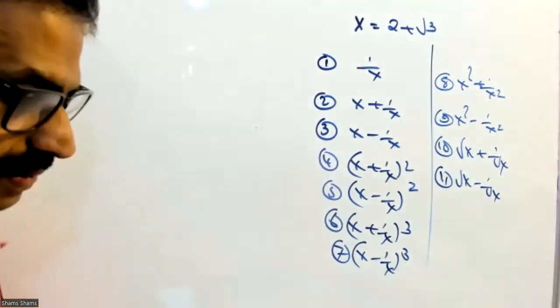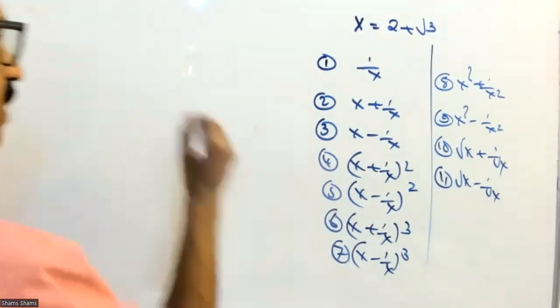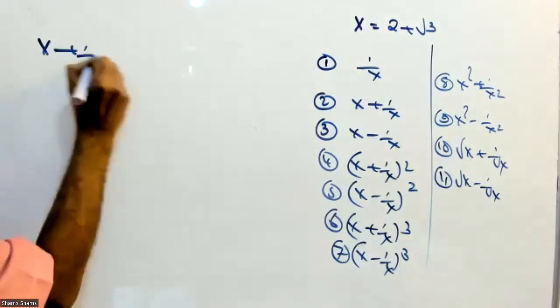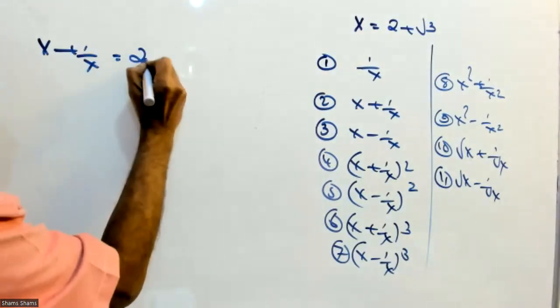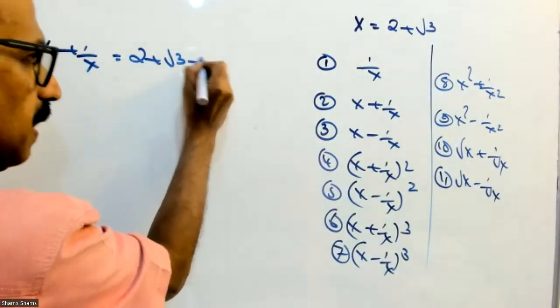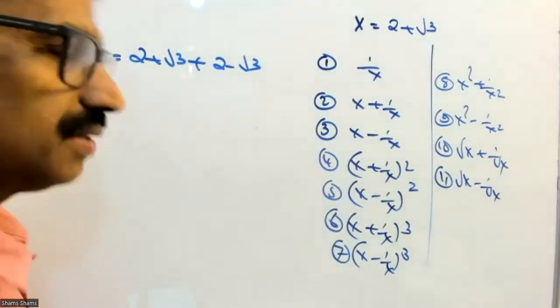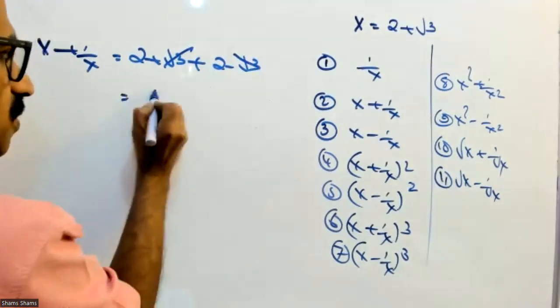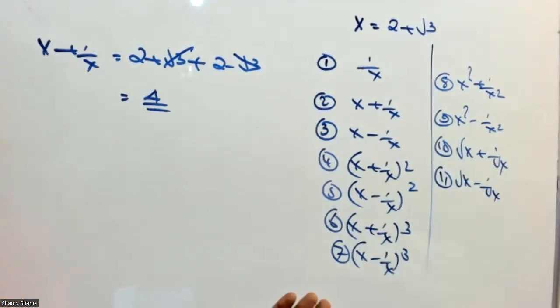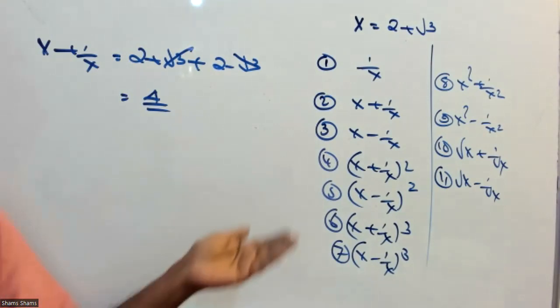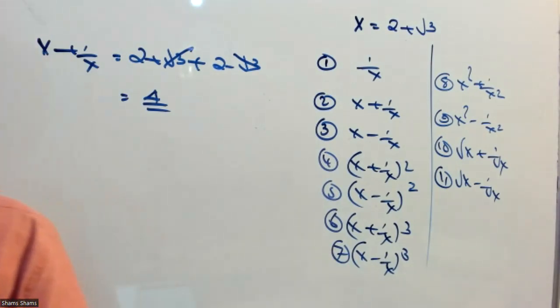Second question. Simple, you can do it. x plus 1 by x equal to 2 plus root 3 plus 2 minus root 3. Because 1 by x is already got, right? Cancel, cancel what? 4. Finish. Right. Second part means what? x plus 1 by x. x is 2 plus root 3, 1 by x is 2 minus root 3.